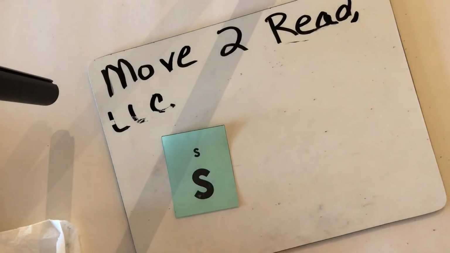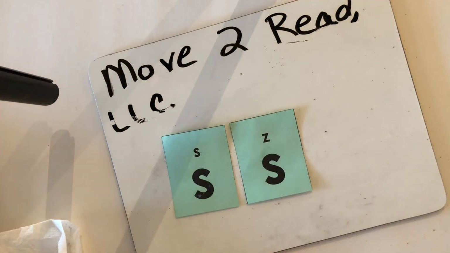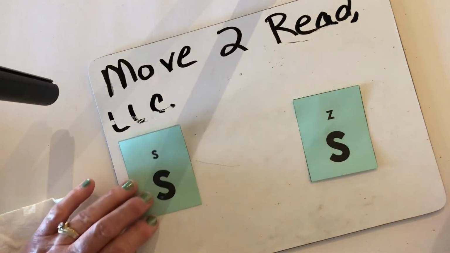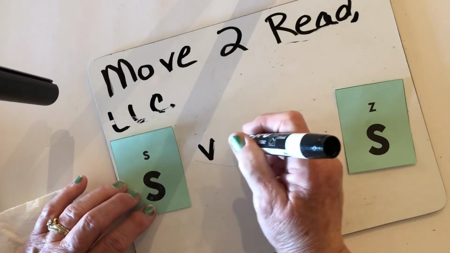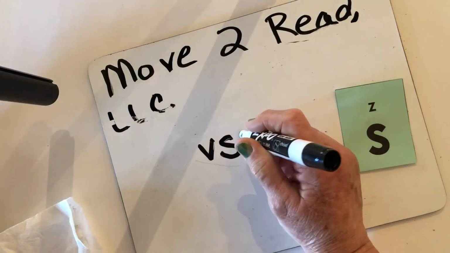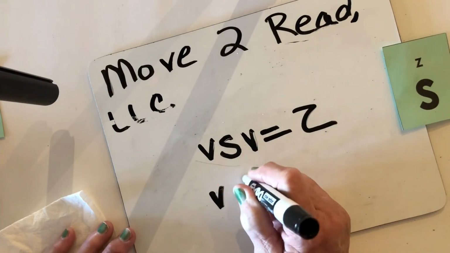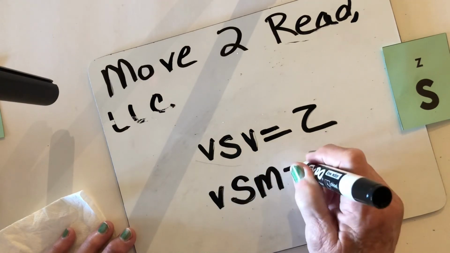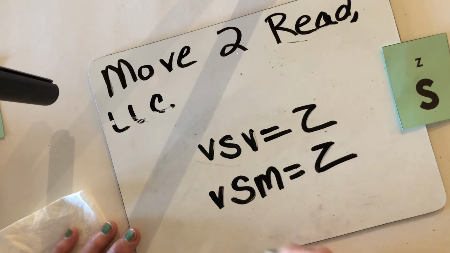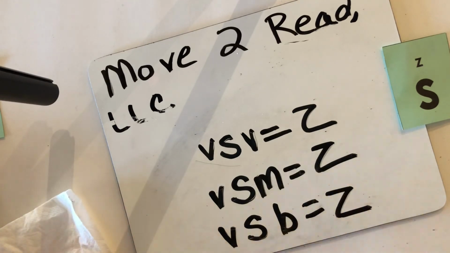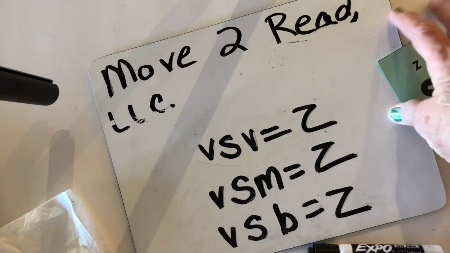Okay, S says S or Z. Most of the time it says the S sound. But in these instances, if you have a vowel, then an S, and then a vowel, it's going to say the Z sound. If you have a vowel, an S, and an M, it will say the Z sound. If you have a vowel, an S, and a B, it will say the Z sound. So that is why S has two sounds, because of these three combinations.